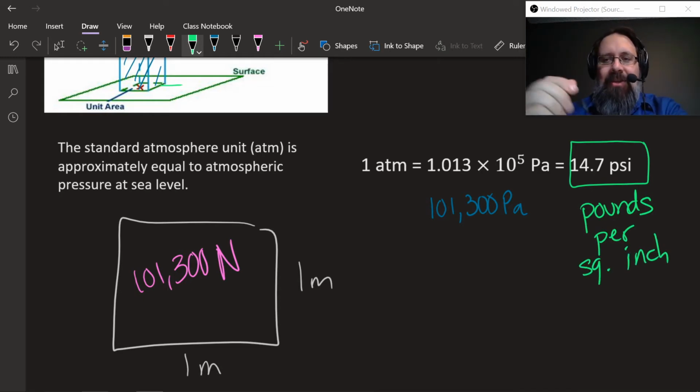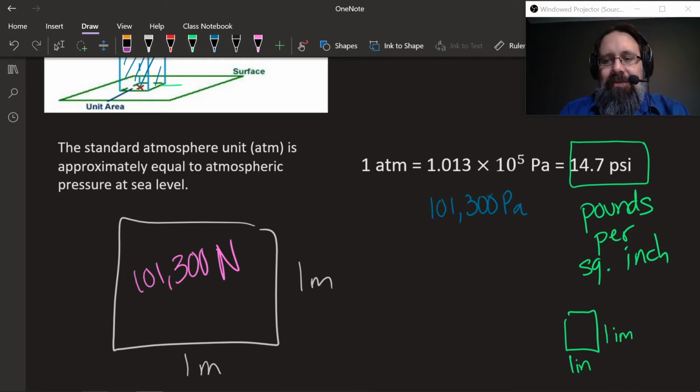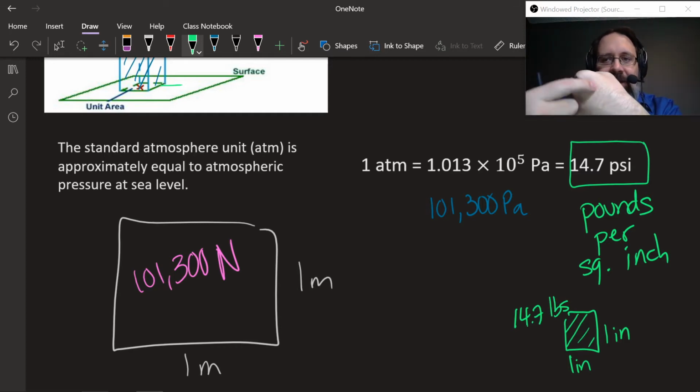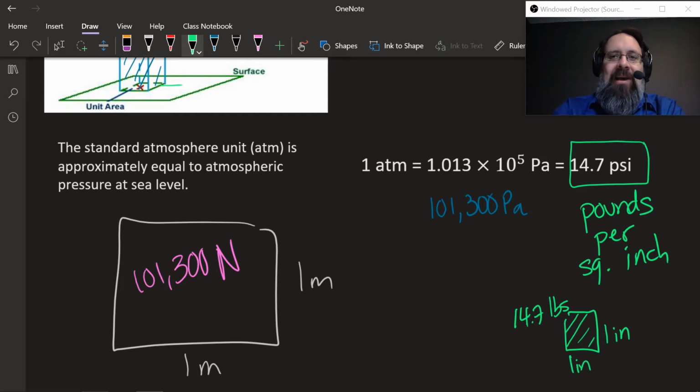So that means that if you imagine a 1 inch by 1 inch section of your skin, then across that area, the atmosphere is exerting 14.7 pounds of force on your skin. Like if you think about a 1 inch by 1 inch area of your skin, the atmosphere is pushing on your skin 14.7 pounds per square inch. So this is not a negligible force. It's actually really noticeable in specific situations, and I just thought you guys should be aware of it.